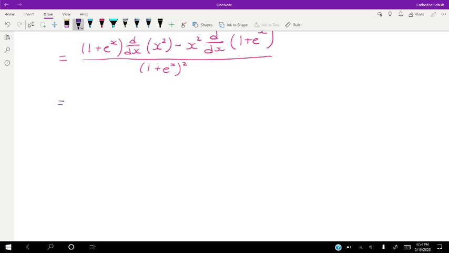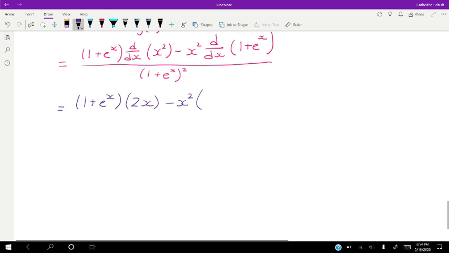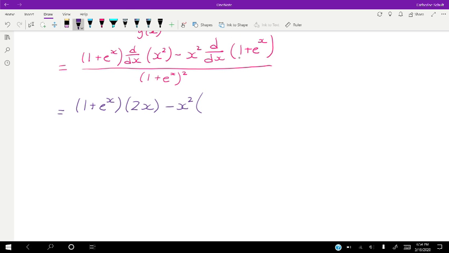Okay, so we have 1 plus e to the x. What's the derivative of x squared? Good. All right, and then what's the derivative of 1 plus e to the x? See, derivative of 1 is 0. Derivative of e to the x is e to the x. Okay, and then we're going to divide that by 1 plus e to the x squared. All right, so that's using our rule. Our next step would be to just kind of clean up everything. So let's distribute that 2x in that first term.